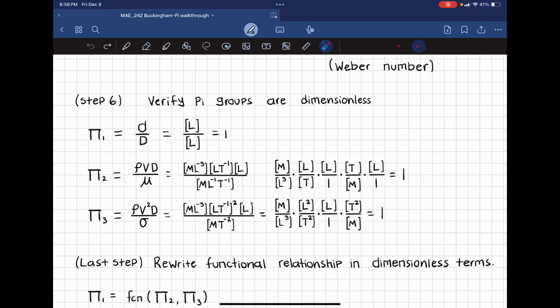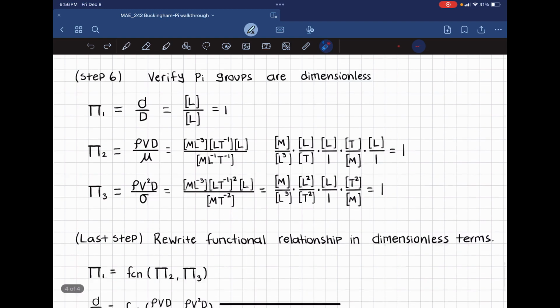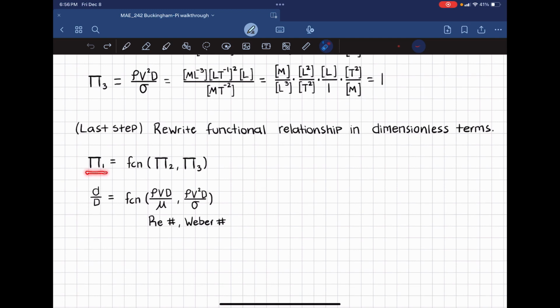So now we found these 3 pi groups, pi 1, pi 2, and pi 3, and they all are dimensionless. Our last step is going to be to rewrite the functional relationship, which we found in step 1, in terms of our new dimensionless quantities. And the general setup looks like this. Pi 1 is equal to some function. Again, we don't know necessarily what the function is, but it is a function of pi 2 and pi 3. And this would extend on if we had a pi 4, pi 5, etc.